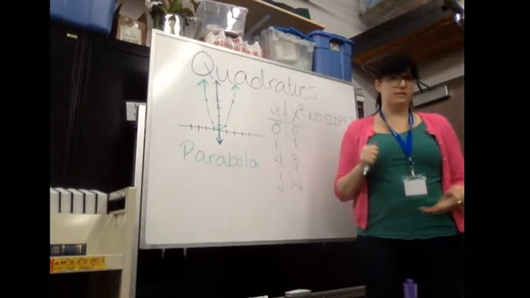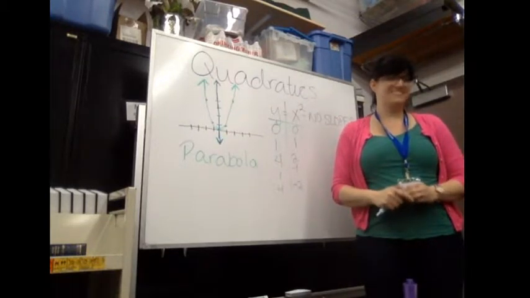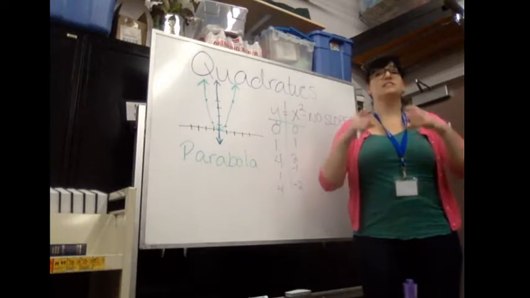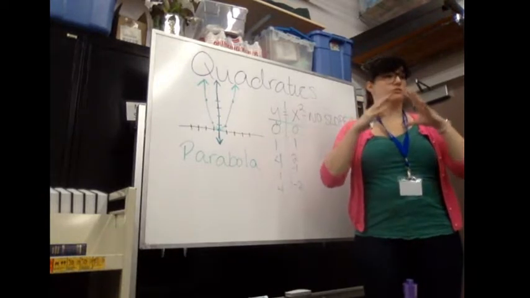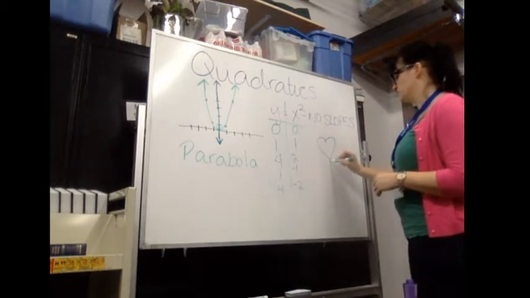What does symmetry mean? Does anybody know? It means it's symmetrical. Yes? Very good job, Jacob. What does symmetrical mean? Equal on each side. It means the same coming out from a center point or axis. Yeah, like a heart is symmetrical.